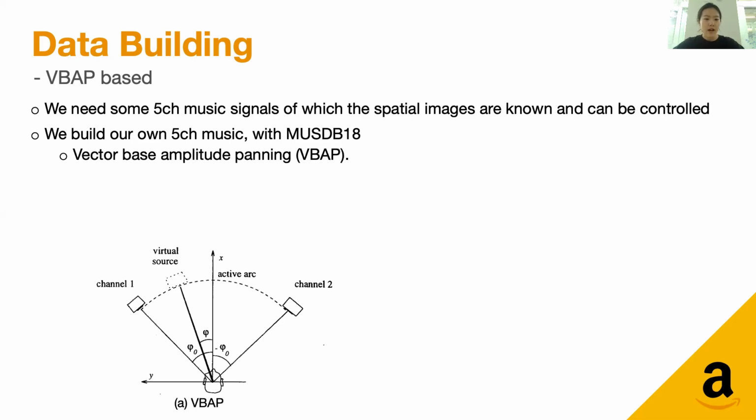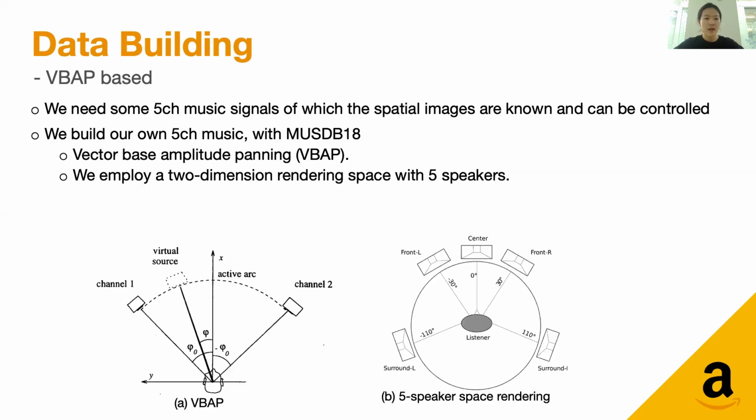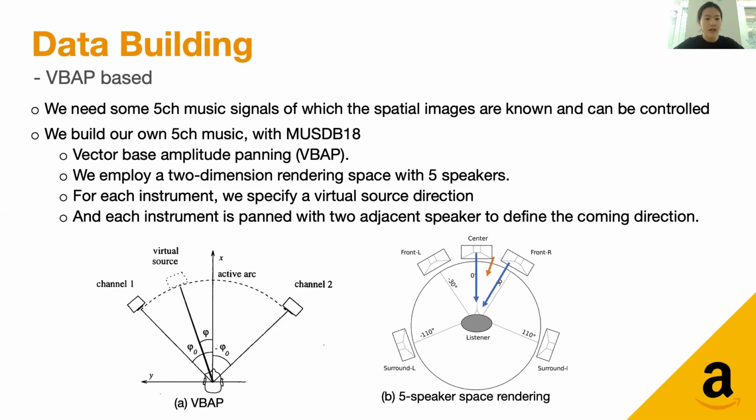We use vector-based amplitude panning, also known as VBAP, to position the sources in the virtual 3D sound space. The 5-speaker rendering space we set up follows the ITU standard. And for each instrument, we first specify a virtual sound source direction and then pan it using 2 adjacent speakers to the desired common direction.